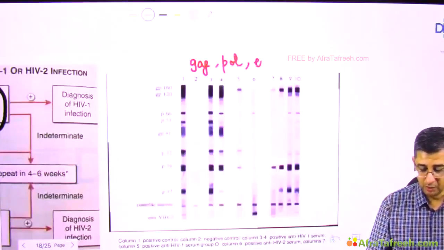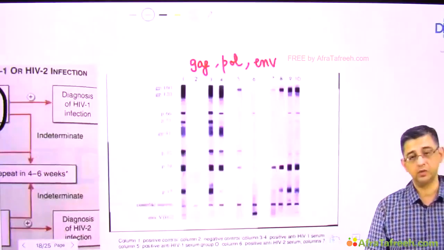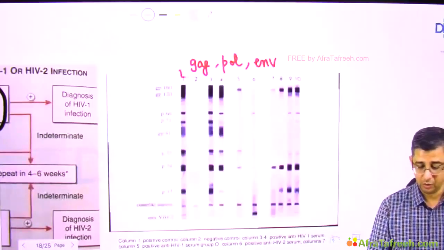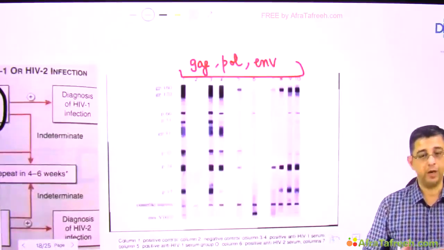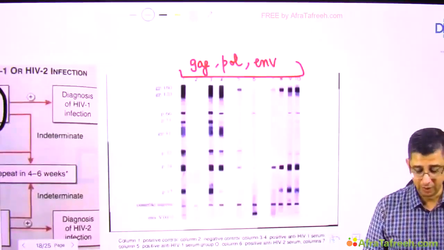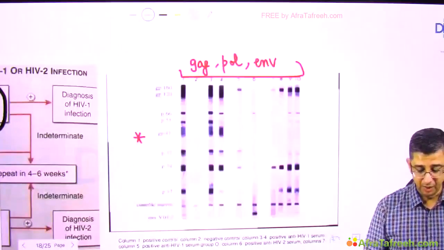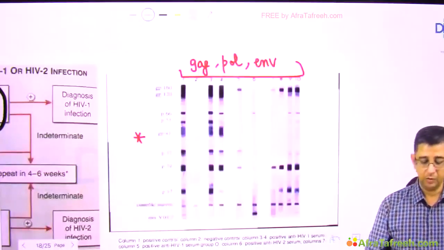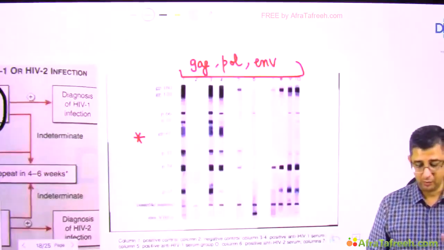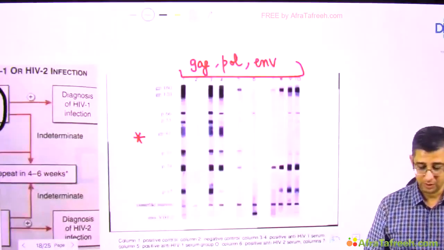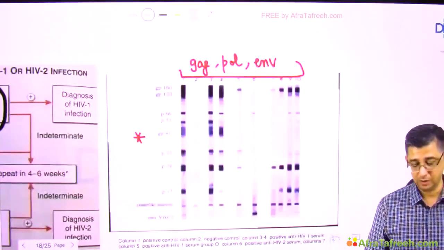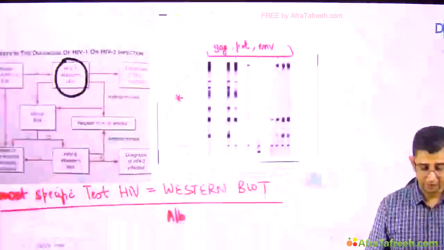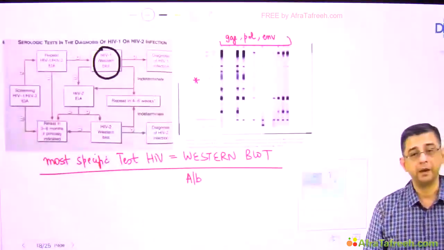Is GAG, POL and ENV. Those are the 3 genes which basically code for all these antigens present on the virus, and the antibodies against these antigens can be easily identified by the Western blot test. So it can give you a picture like this, and they can say what test is being done in the patient. In this case, with the help of the names written, you can very easily pick up that this is a Western blot which is being done for identification of infection in the patient.